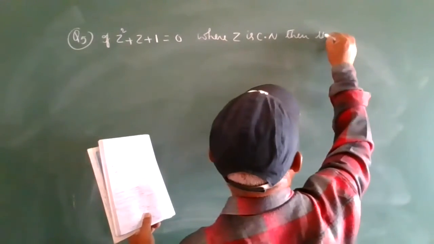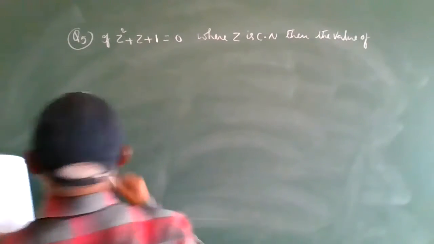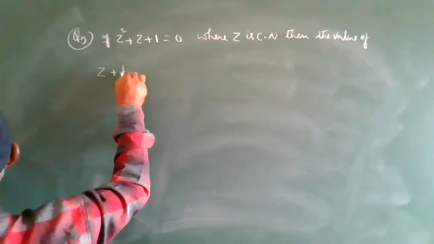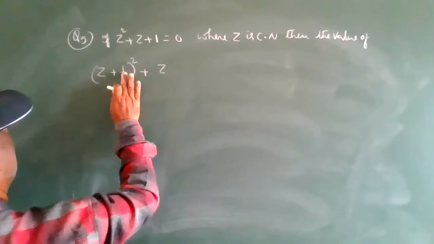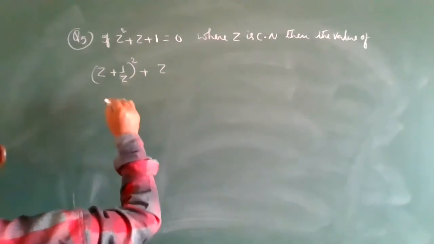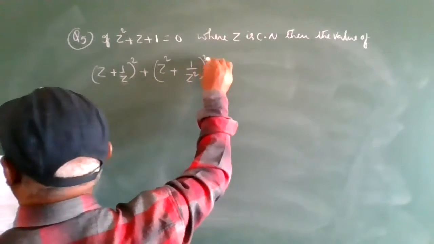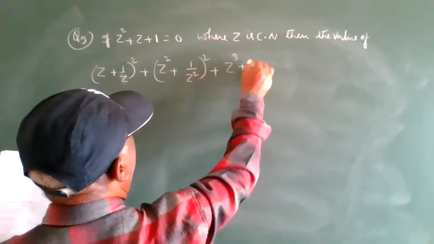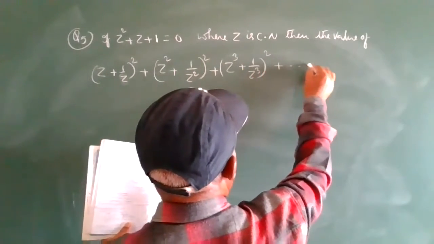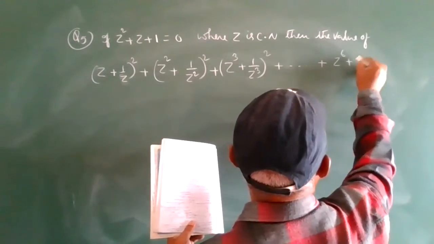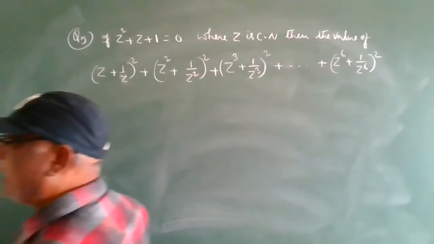the value of (z plus 1 by z) whole square, plus (z square plus 1 by z square) whole square, plus (z cube plus 1 by z cube) whole square, up to (z power 6 plus 1 by z power 6) whole square. So this value is required.